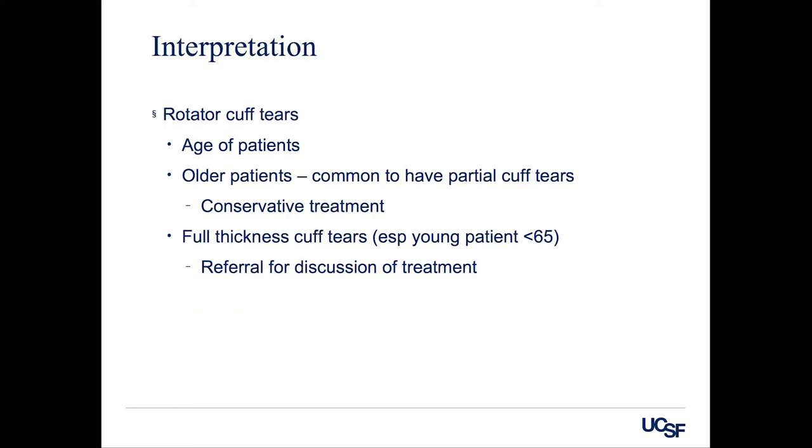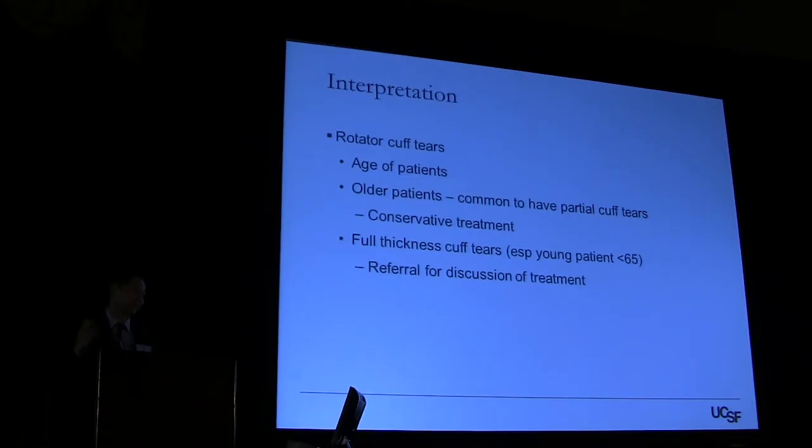And when you're interpreting these films, you want to keep in mind the age of the patient. And the most important thing is that older patients commonly have partial rotator cuff tears that can be treated well with conservative management. So in the study that we did, 70% of patients after rotator cuff tear can get better with physical therapy. Okay, so keep that in mind. And then, however, full thickness tears in a young patient, that's usually something that needs to be operated on. That's not something that's normal.